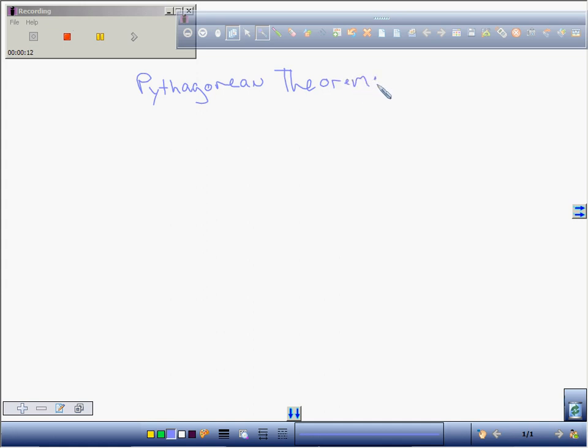And the Pythagorean theorem says that a squared plus b squared equals c squared, where a and b are called the legs, okay? And c is called the hypotenuse, and it's only for right triangles. Only.